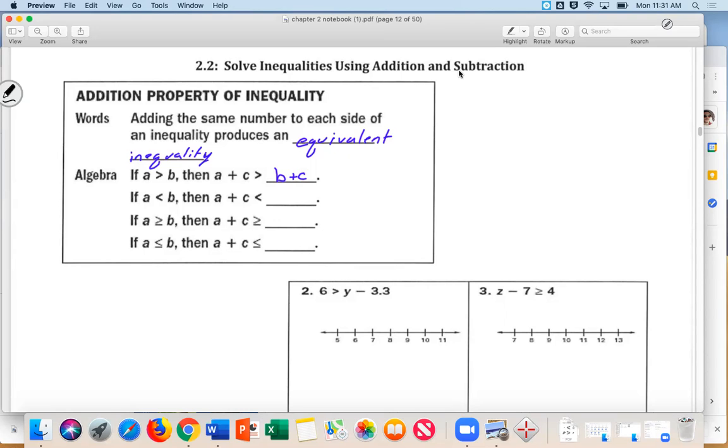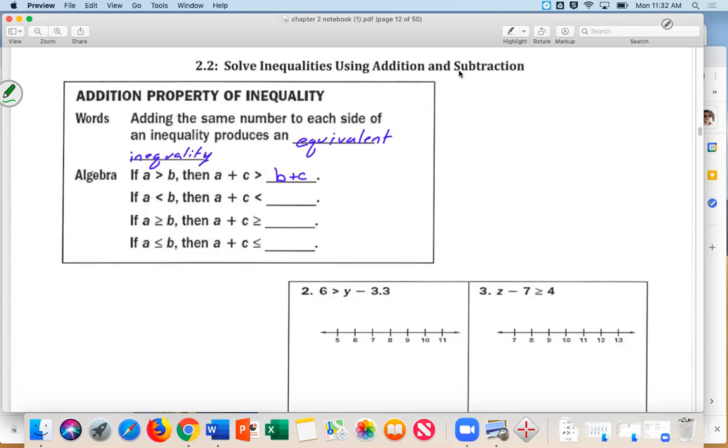Let's say 4 is greater than 1. That is true. Now, what am I going to add to 4? 3. So is 4 plus 3 still greater than 1 plus 3? So that's what they're saying here, okay? If I add the same thing to both sides, the inequality holds true.